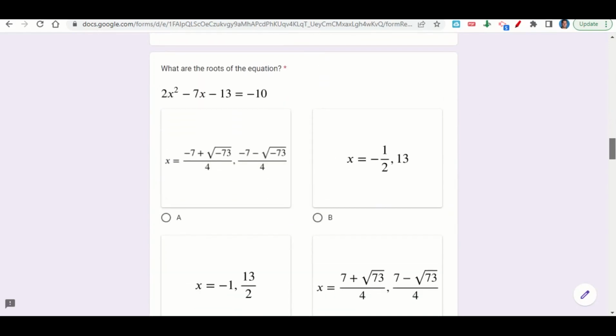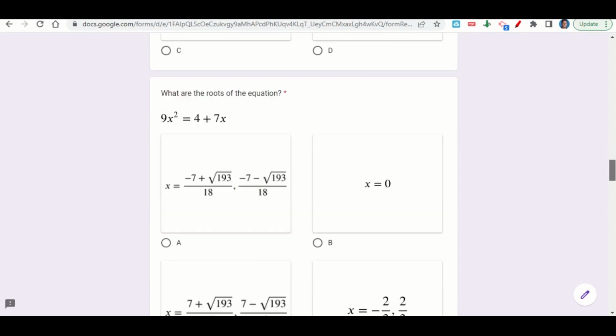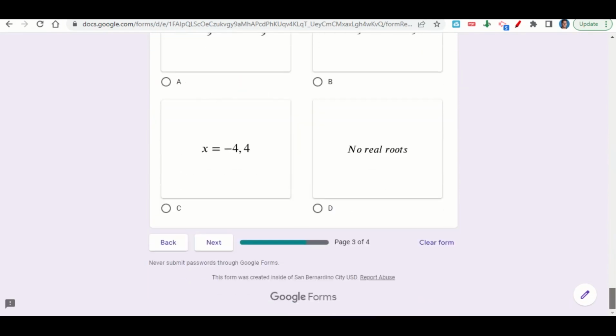Now some of them don't exactly come out evenly, and they're left in this form. That's okay. Just check your work and make sure that you did everything correctly. And if you end up with something like this, that's fine. So go ahead and continue to answer the questions all the way until you get to the end. When you get to the end, go ahead and click Next.